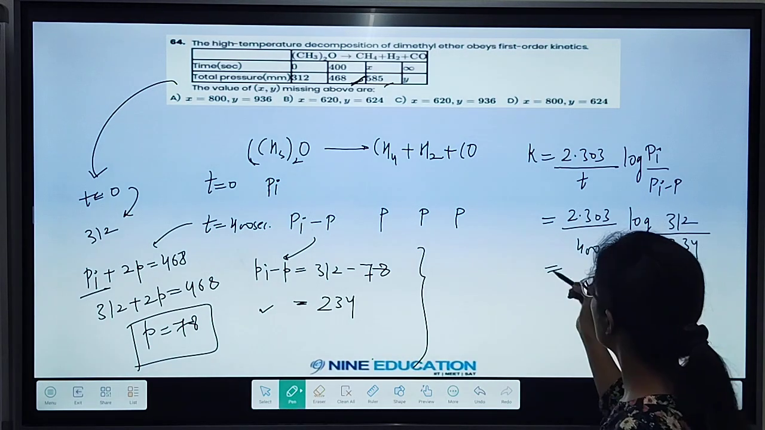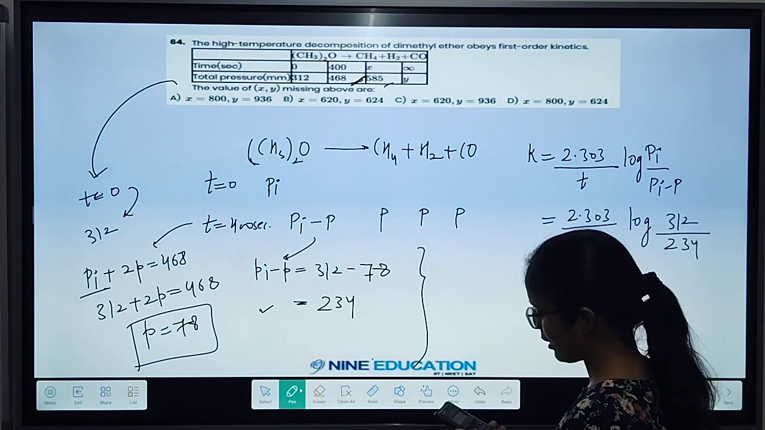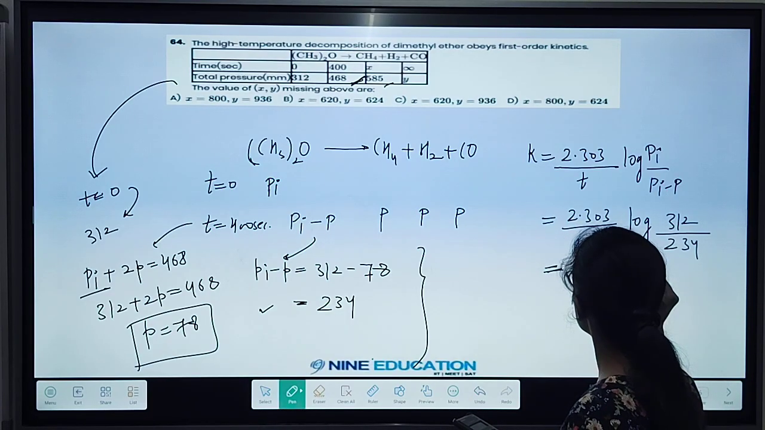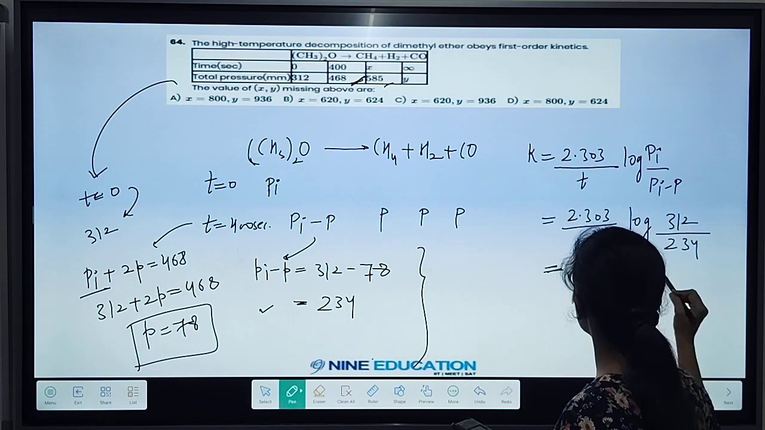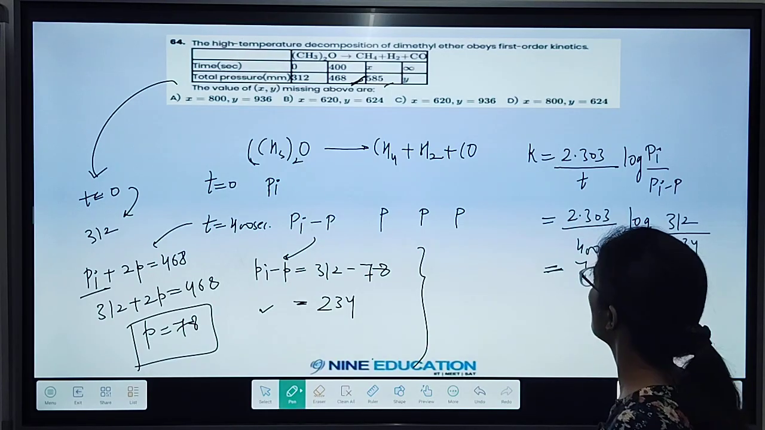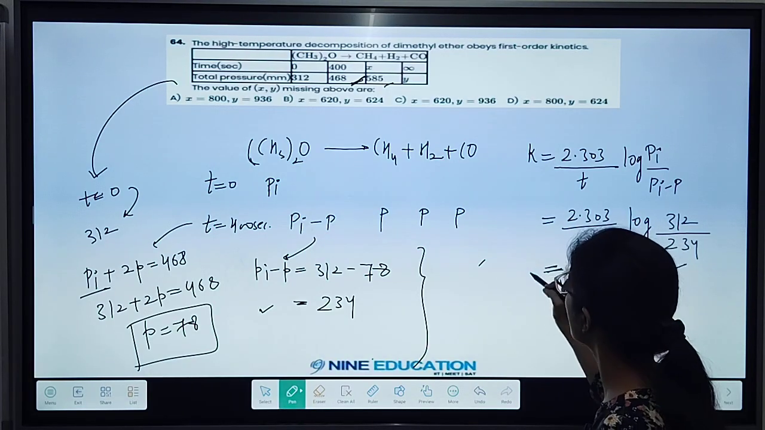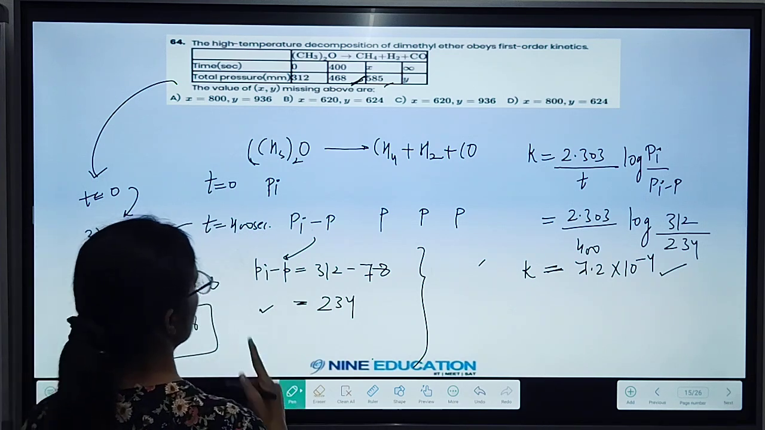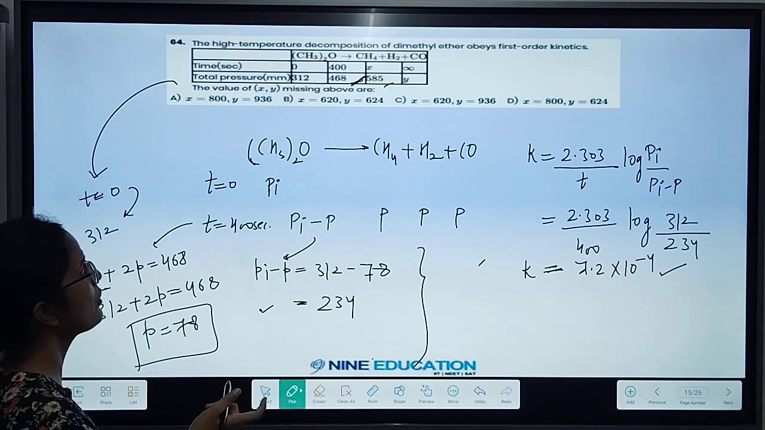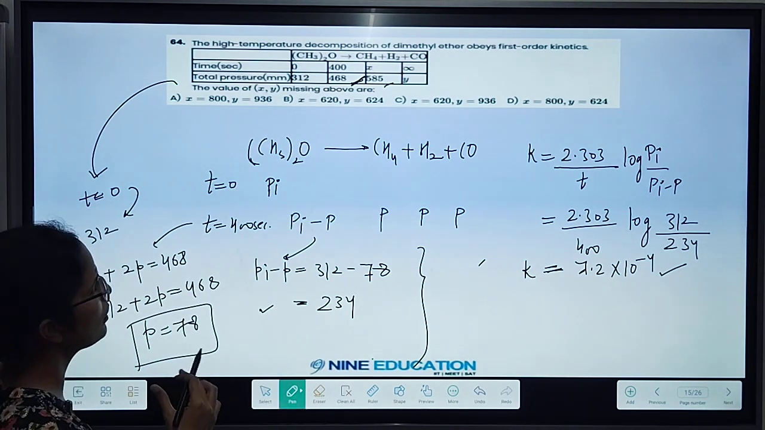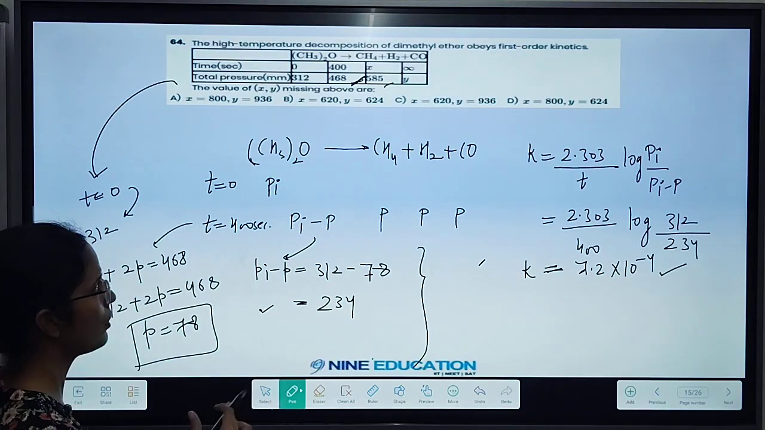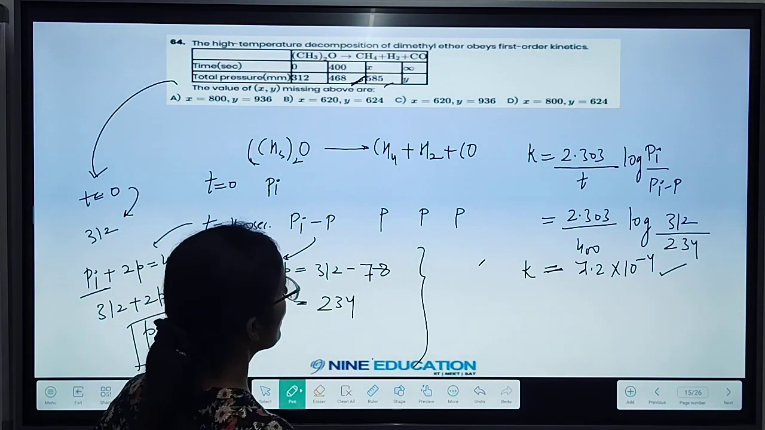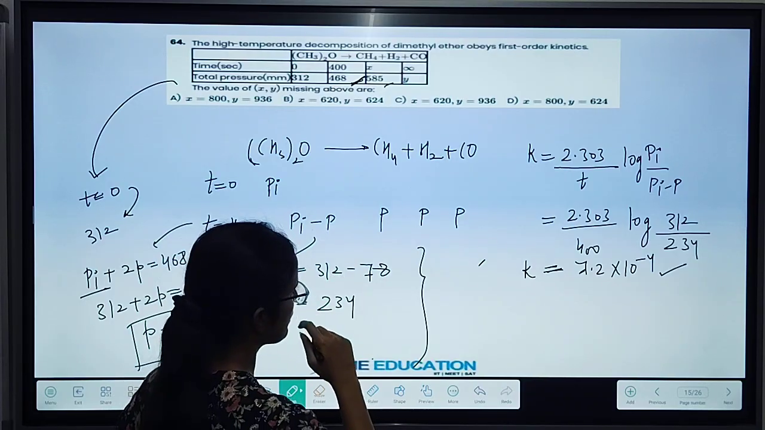After doing this complete calculation, it is coming around 7.2 into 10 raised to power minus 4 second inverse, that is the k value. Now, if we understand it's a first order kinetics and we have the k value, we can talk about any particular time, what pressure will be there, or if some total pressure is given, what the time will be. Now we need to talk about the second situation.